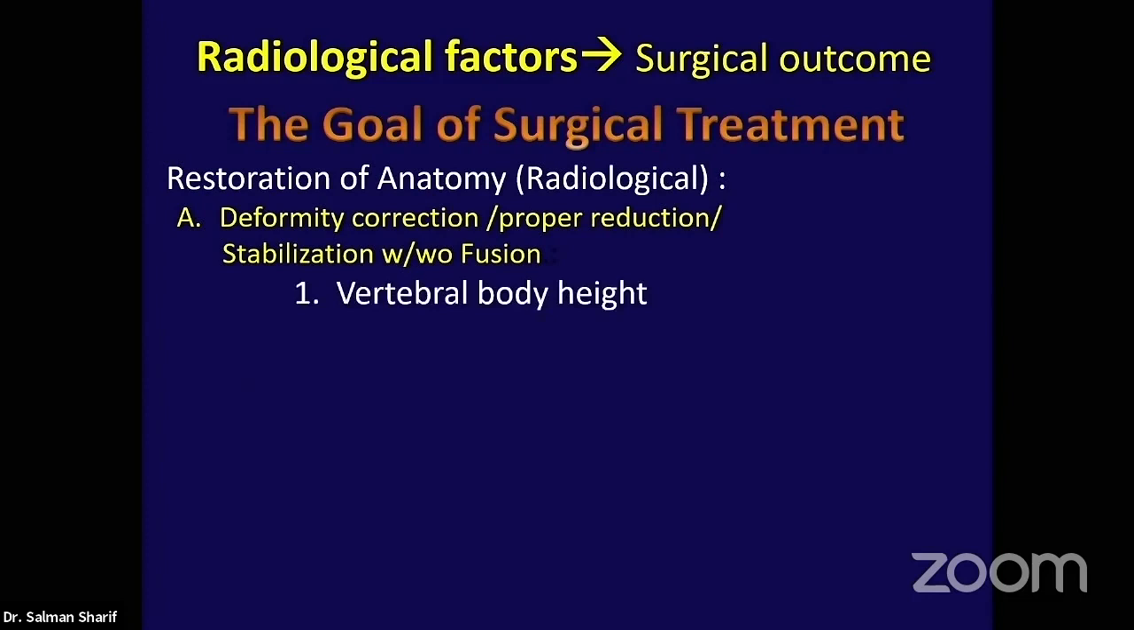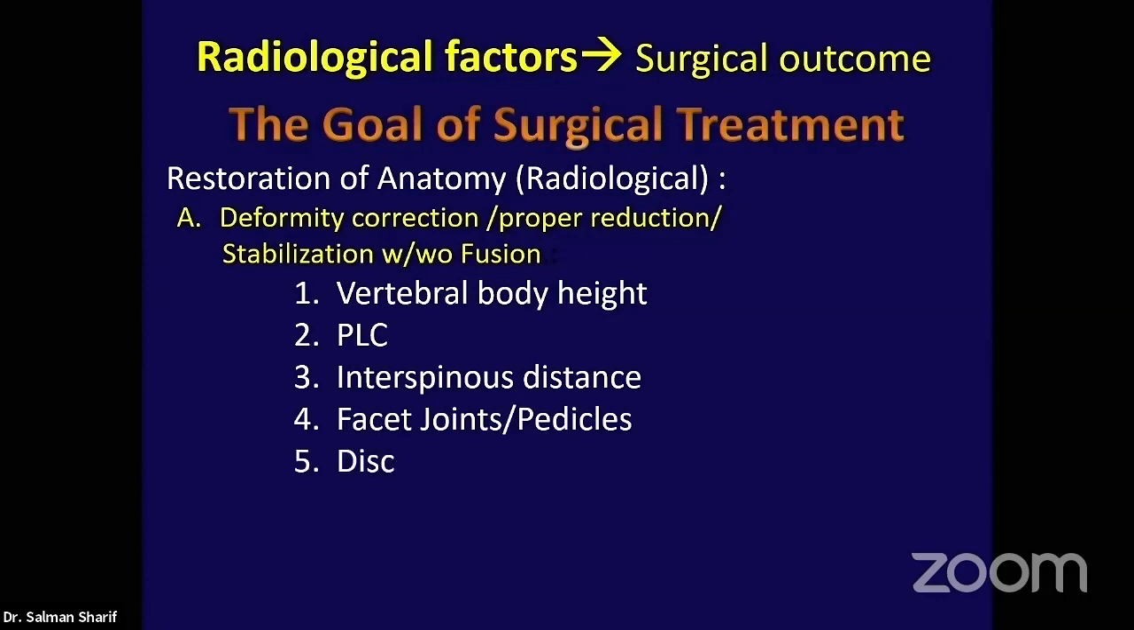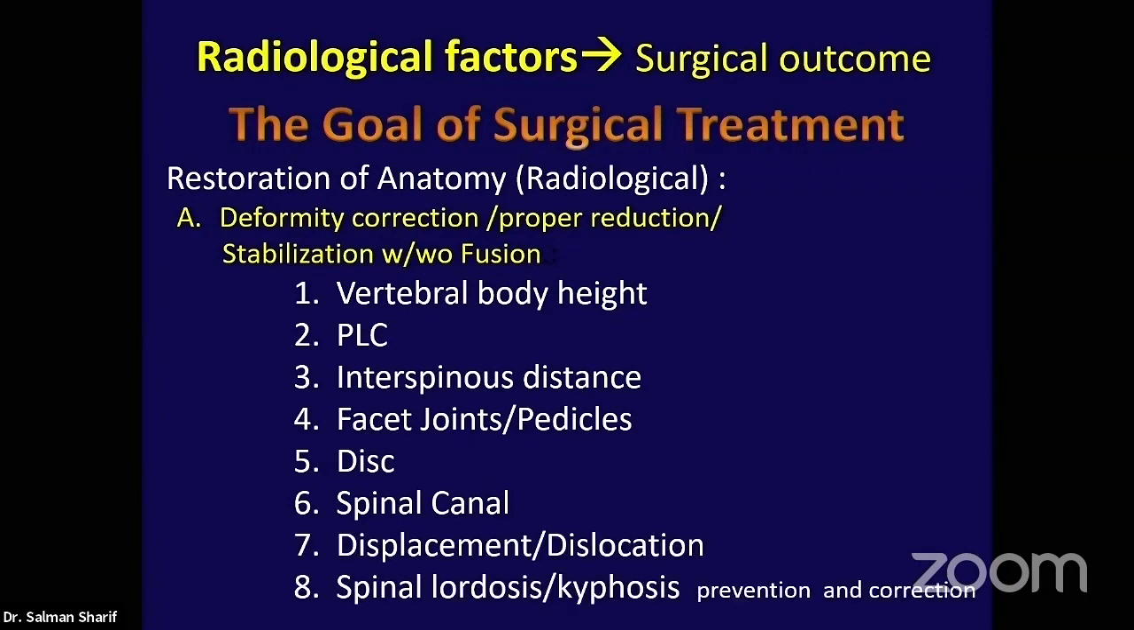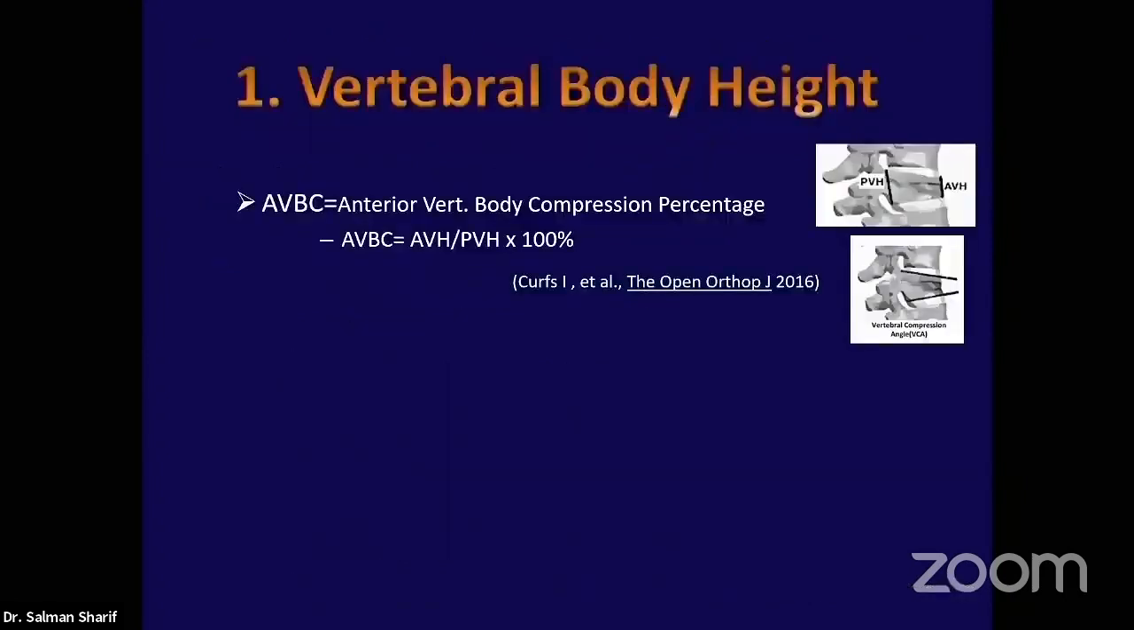I will mention all the radiological factors which I found in the literature, and we will discuss vertebral body height, posterior ligament complex, interspinous distance, facet joints, pedicles, disc lesions, spinal canal stenosis, displacement, dislocation, and spinal lordosis, kyphosis prevention and correction. Now I will briefly go through the vertebral body height.